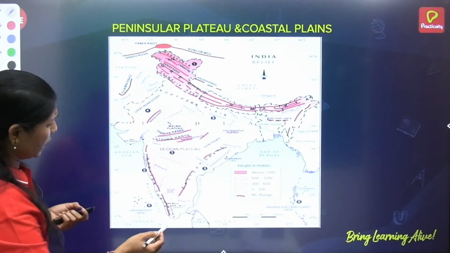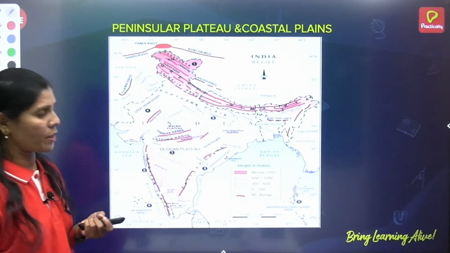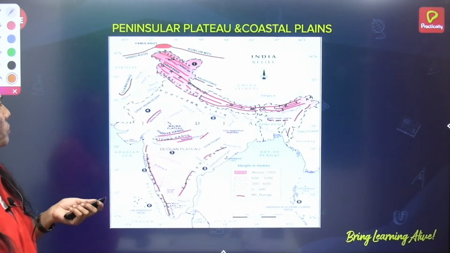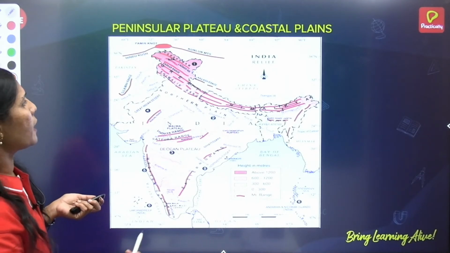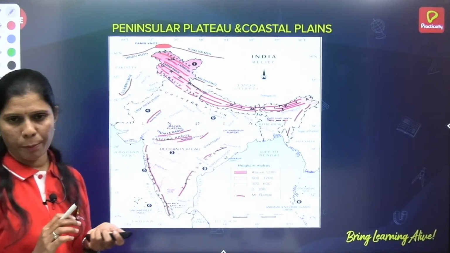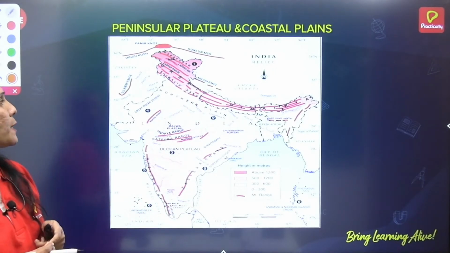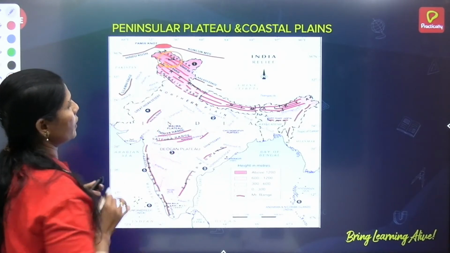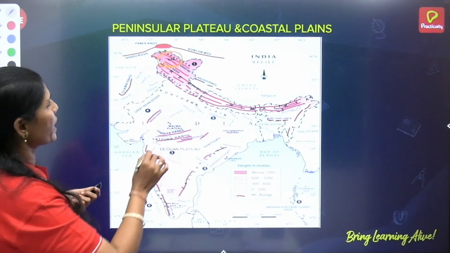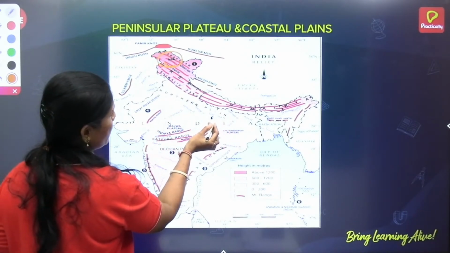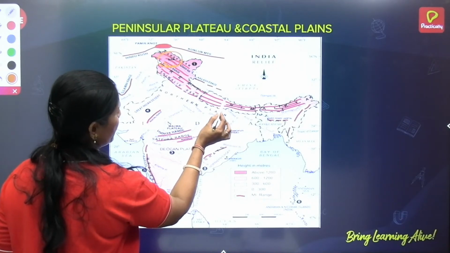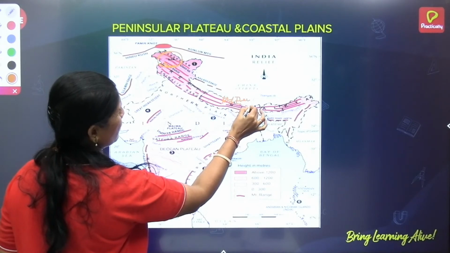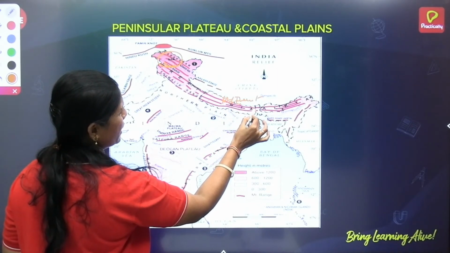Now, let us have another question from this map. Can you tell me the mountainous peaks from this map? Can you identify? Here, K2 in Karakoram ranges, and in Nepal, we find Mount Everest, and here we find Kanchenjunga.